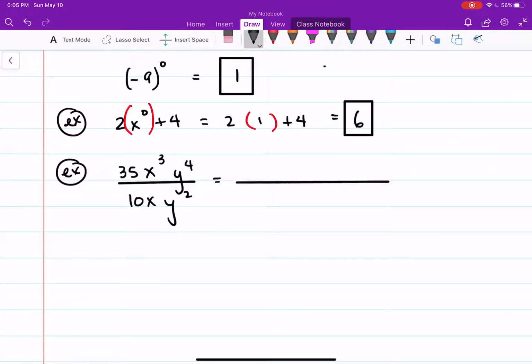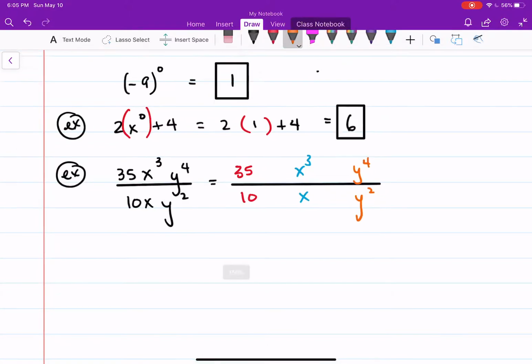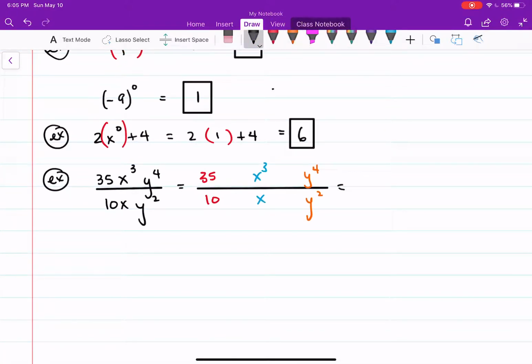So let's say I have the 35 and the 10. I have the x cubed with the x, and then we have the y to the 4th with the y squared. You want to take these individually and break them down. So if I was to break this down, I would look at the 35 and 10. What goes in the 35 and 10? Let me see, 5 does. 5 goes in the 35 7 times and goes in the 10 twice. So that means I have a 7 left and a 2 on the bottom.